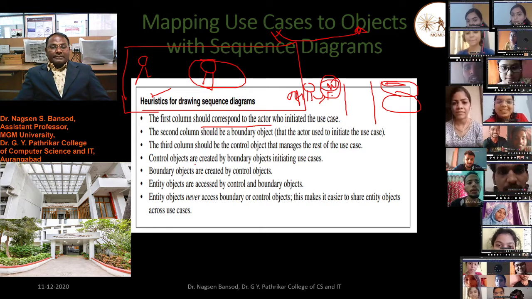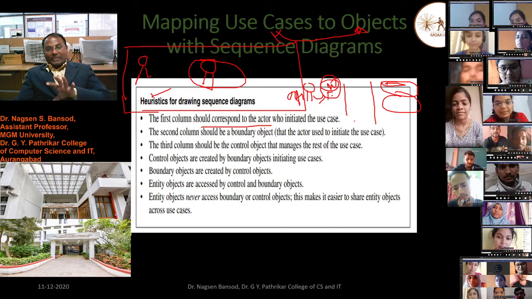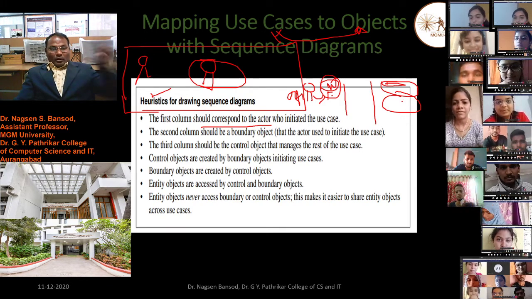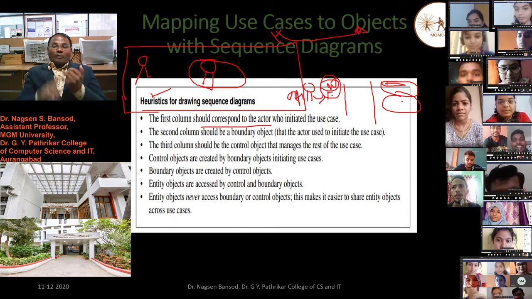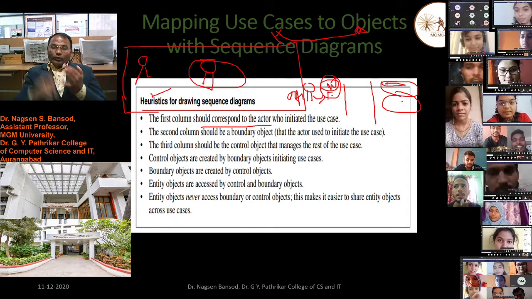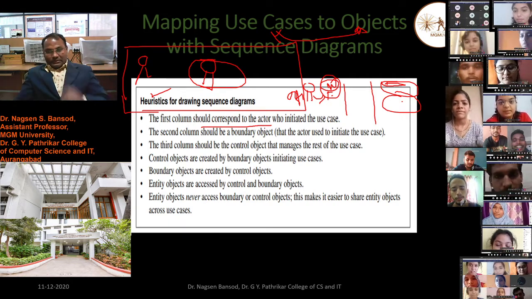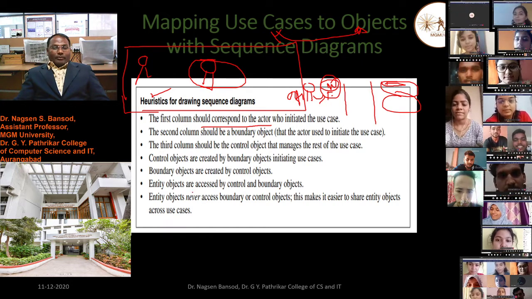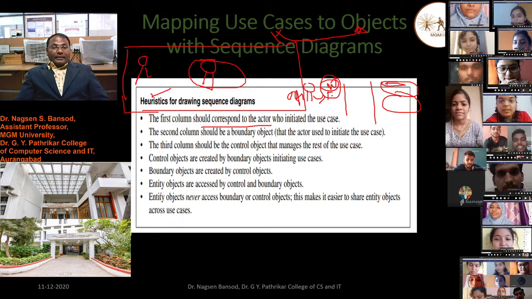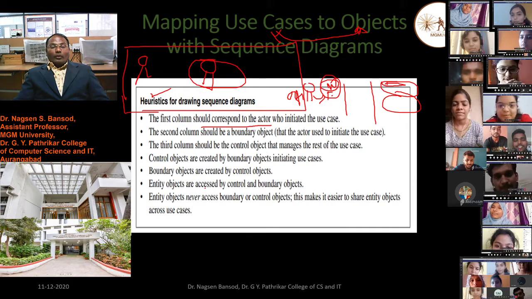Control objects are created by boundary objects initiating the use case. By the boundary initiating the use case, we have to create a control object. That means we have to create control objects for all the use cases and all the actors. The boundary objects are created by control objects, and entity objects are accessed by control and boundary objects.